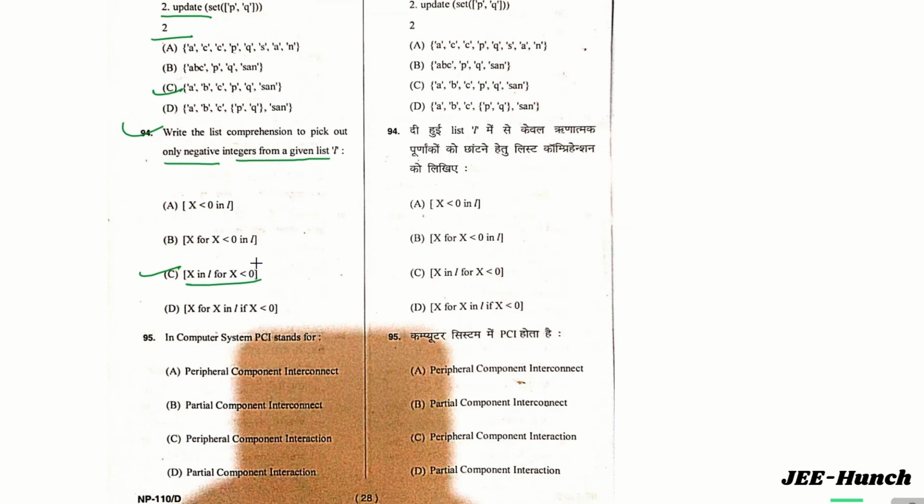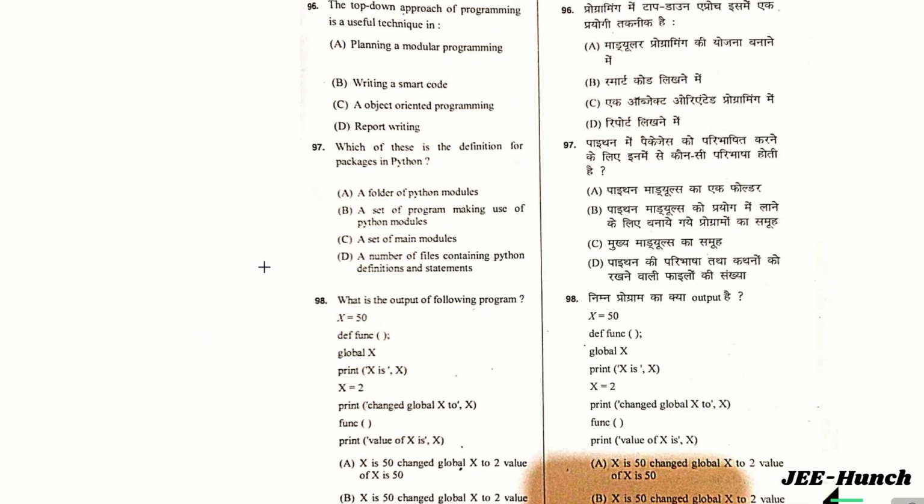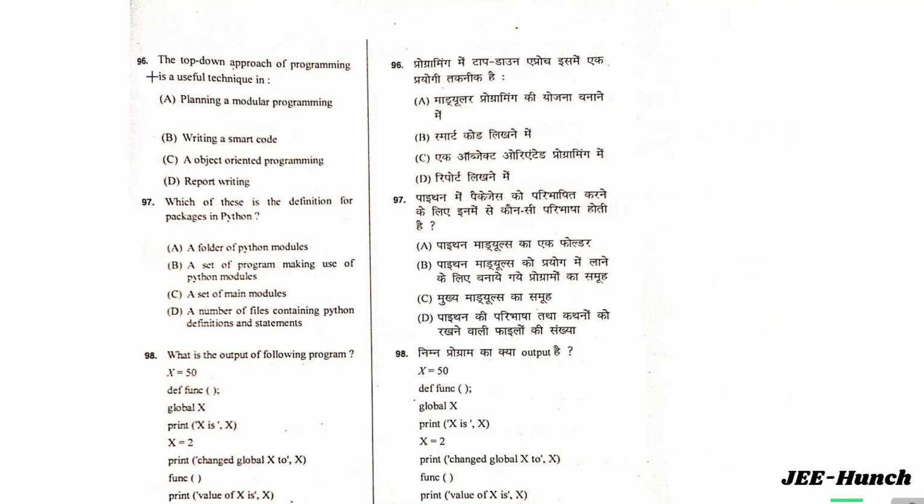95. In a computer system, PCI stands for, this full form is important, you have to learn this. PCI is peripheral component interconnection. 96. The top down approach in programming is a useful technique for planning modular programming.